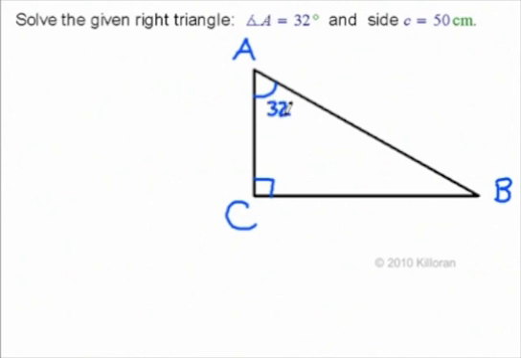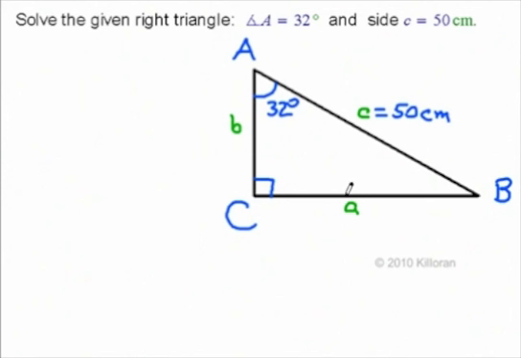And it doesn't matter if it's drawn to scale. Location is much more important than scale in this case. To get the little letters in there, it's always going to be opposite. So opposite angle A is side little a, opposite angle B is little b, opposite the right angle C is little c. So we're told that side c over here is 50 centimeters.